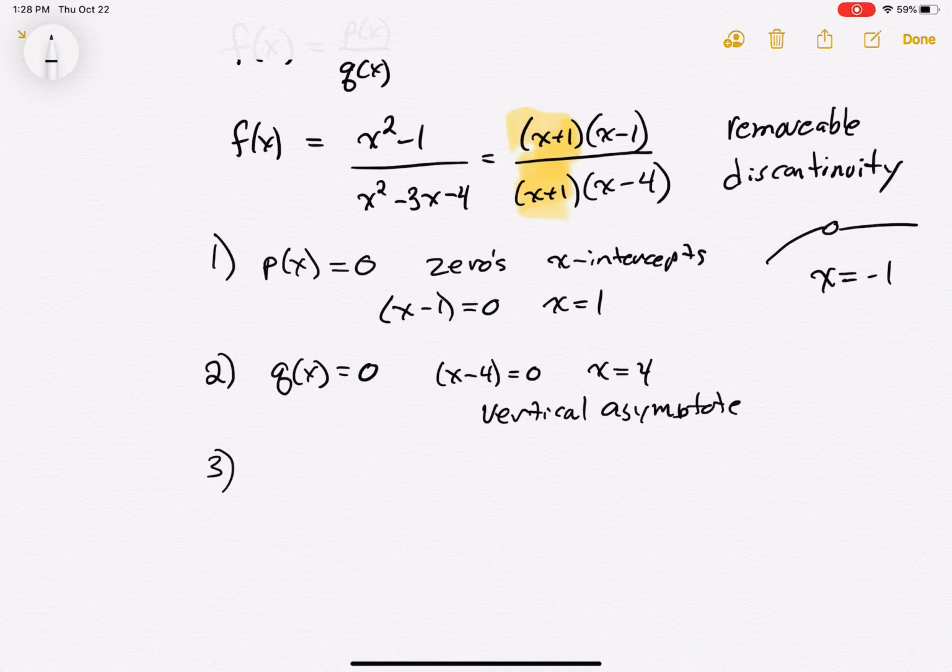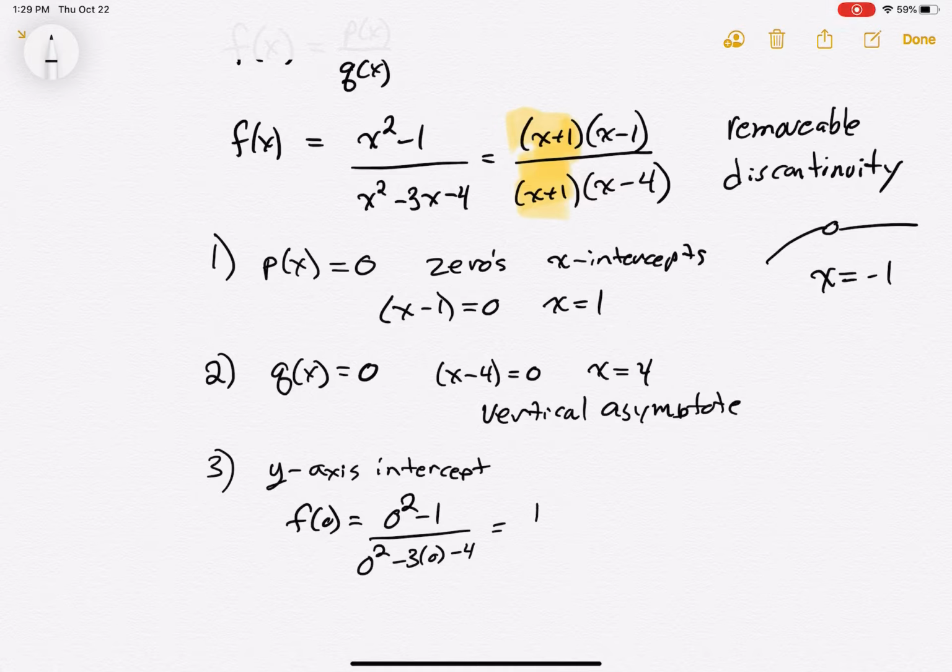Next thing I want to do is figure out where it crosses the y-axis. And to do that, I evaluate the function at 0, because when x is equal to 0, that's where the function exists on the y-axis. So I'm going to evaluate f of 0. That's going to be 0 squared minus 1, over 0 squared minus 3 times 0 minus 4. So that's going to equal 1/4. So my y-intercept is going to be at the coordinate point (0, 1/4).